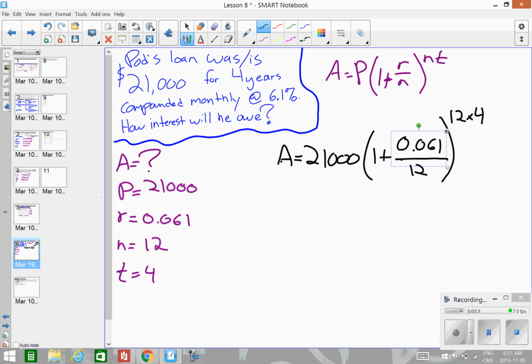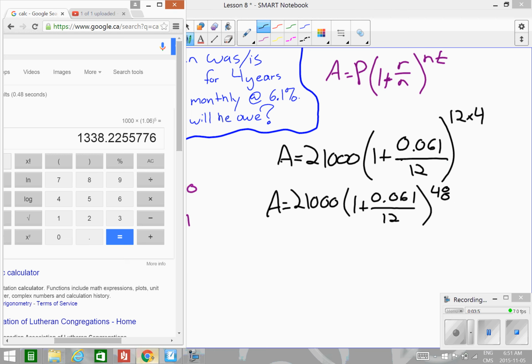We're going to do a little simplifying before we throw this into the calculator. Let us just do the 12 times 4. The rest will just go straight into our calculator. If we use brackets correctly, it'll actually work out very nicely. 12 times 4, that would be 48. So we're going to use some brackets here. So 21,000.